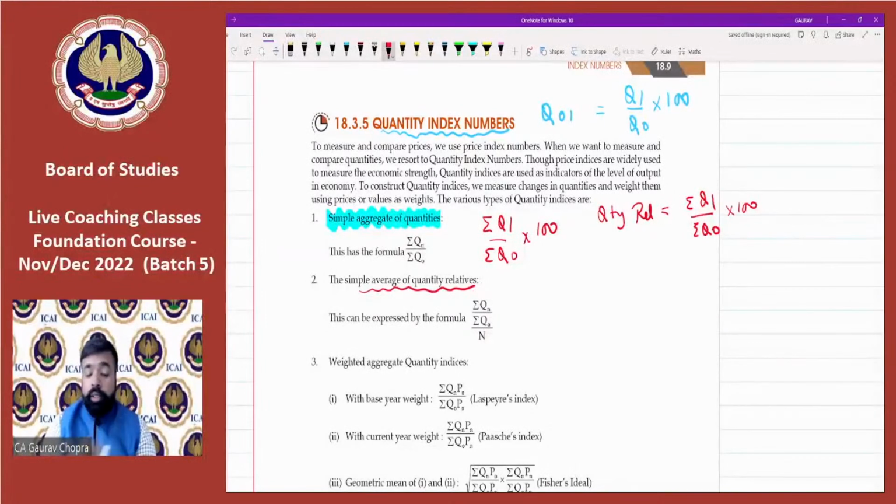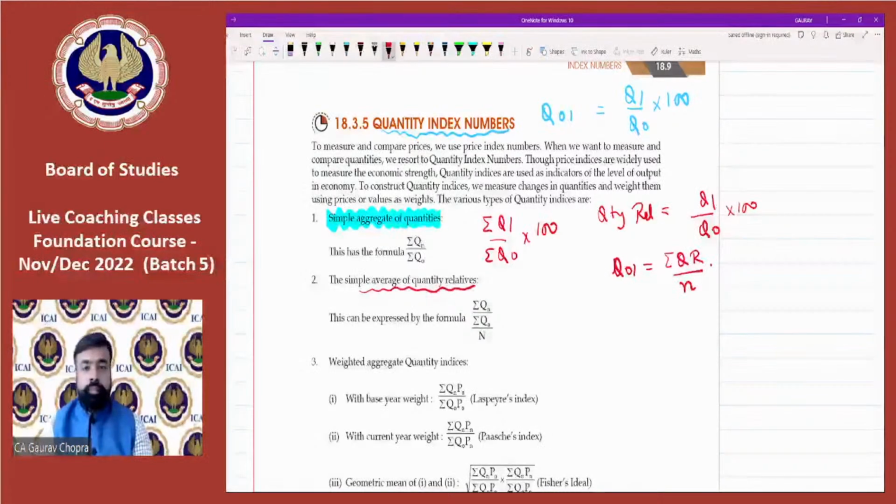Sorry, don't use sigma. Q1 upon Q0 multiplied by 100. This is quantity relative. And then to find out the average, that is Q01, we can use sigma of this quantity relative divided by n. Sigma of quantity relative and then divided by n. So this becomes the simple average of quantity relative.